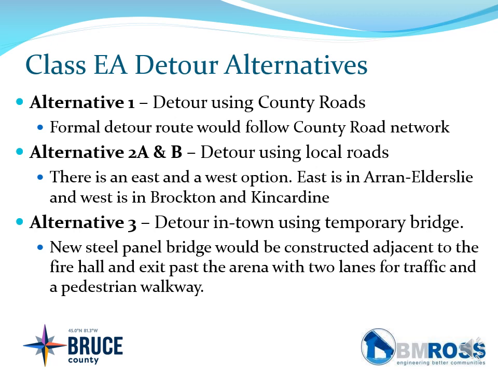Alternative 2A and B were detours using local roads. We had an east and a west option. The east option was in Erin Elderslie, was a little bit shorter, and the west option was in both Brockton and Kincardine, heading to the west out of town. Alternative 3 was the in-town detour using a temporary bridge which would be constructed just for this project and then dismantled following completion of the new bridge. It would be a new steel panel bridge that would be constructed adjacent to the fire hall, which is just downstream of the existing bridge, and would exit past the arena and would have 2 lanes for traffic and a pedestrian walkway along one side.